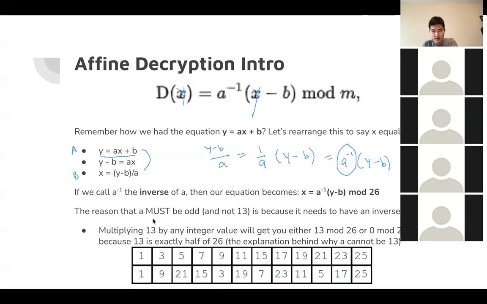13 multiplied by anything, like look at 13 by 1, that gives you 13, which doesn't have an inverse because 13 is exactly half of 26. So if you multiply by any even number, you just get mod 0 because it's going to be perfectly divided into 26. And if you multiply it by any odd number, you're going to get 13 mod 26. So that's why it doesn't work as an a value. So you can have 1, 3, 5, 7, 9, 11, 15, 17, 19, 21, 23, 25 as a values, but nothing else.